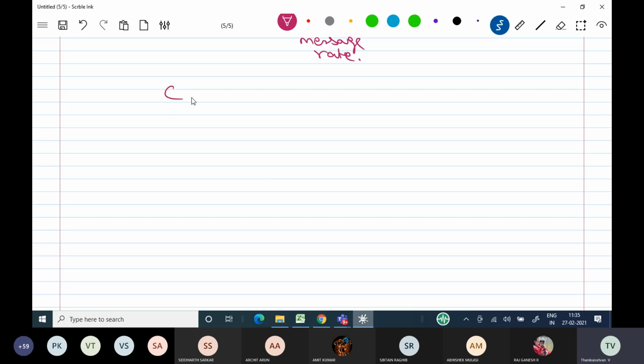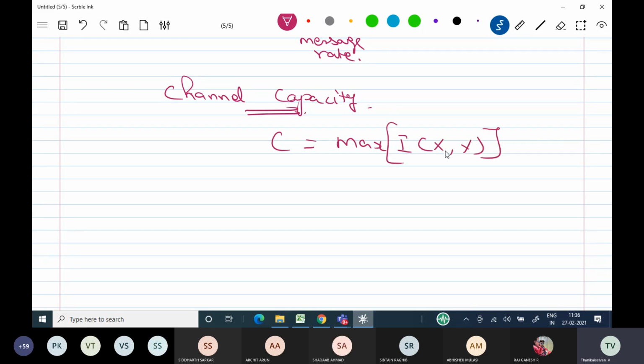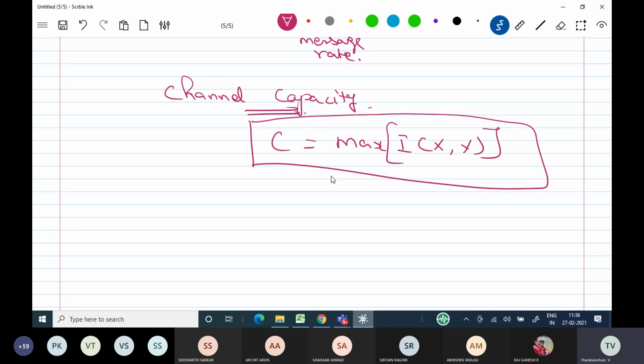Now our job is to study channel capacity. Channel capacity is nothing but the maximum of, capital C is equal to the maximum of I of x comma y. So from the information theory point of view, channel capacity can be calculated like this. What is this I of x comma y? I of x comma y is the average information gained by the receiver.